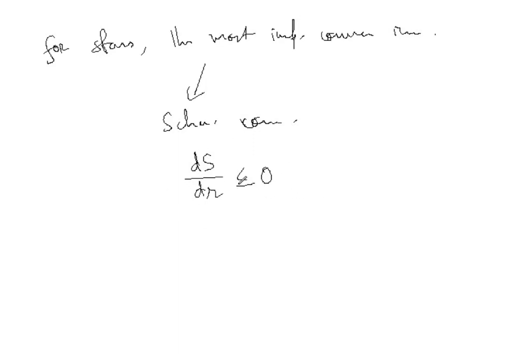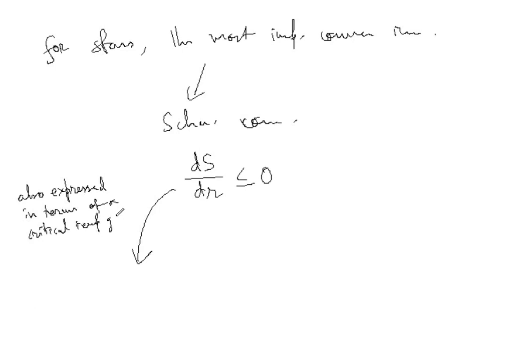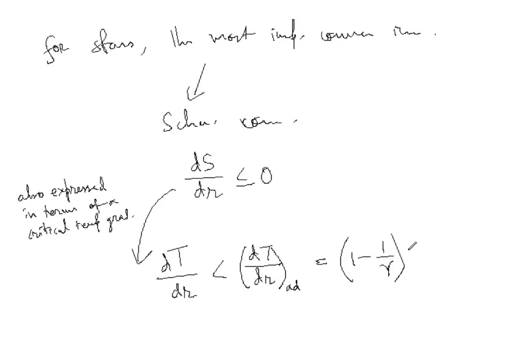Now this instability criterion for Schwarzschild convection can also be expressed in terms of a critical temperature gradient, and that is dT/dr is less than dT/dr adiabatic, and the value of this dT/dr adiabatic is (1 minus 1 by gamma) T by P dP/dr, where generally both derivatives are negative in the inequality over here.